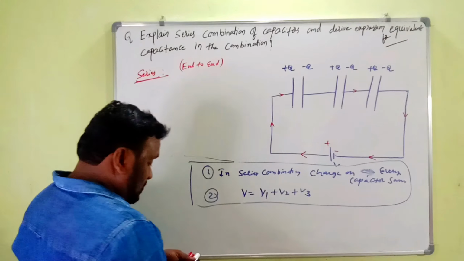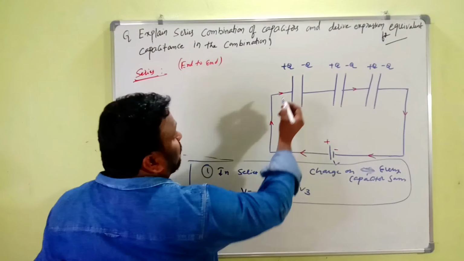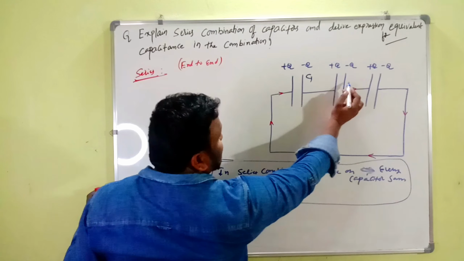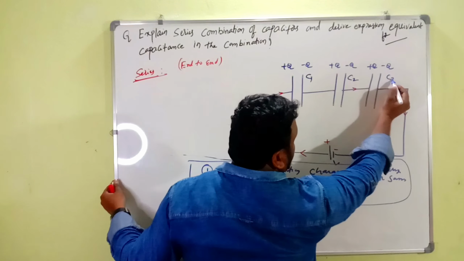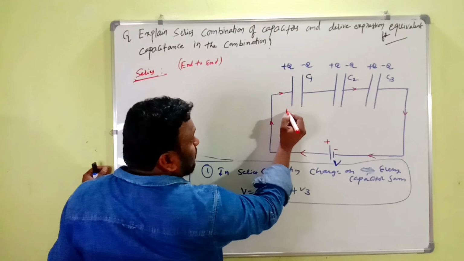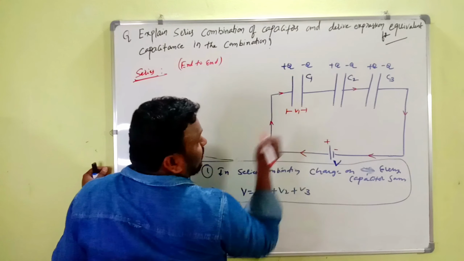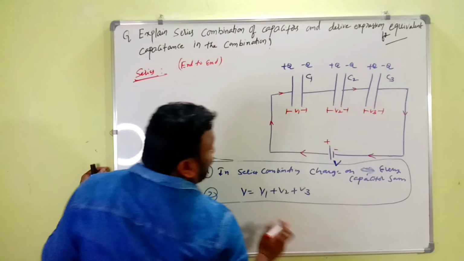Let's go for that. See children, we have taken 3 capacitors of capacitance C1, C2 and C3. Clear how these are connected? Yes, in series with a battery like this. V is the potential applied by the battery. And in this case, the potential across the first capacitor is V1, the potential across the second capacitor is V2 and the potential across the third one is V3.